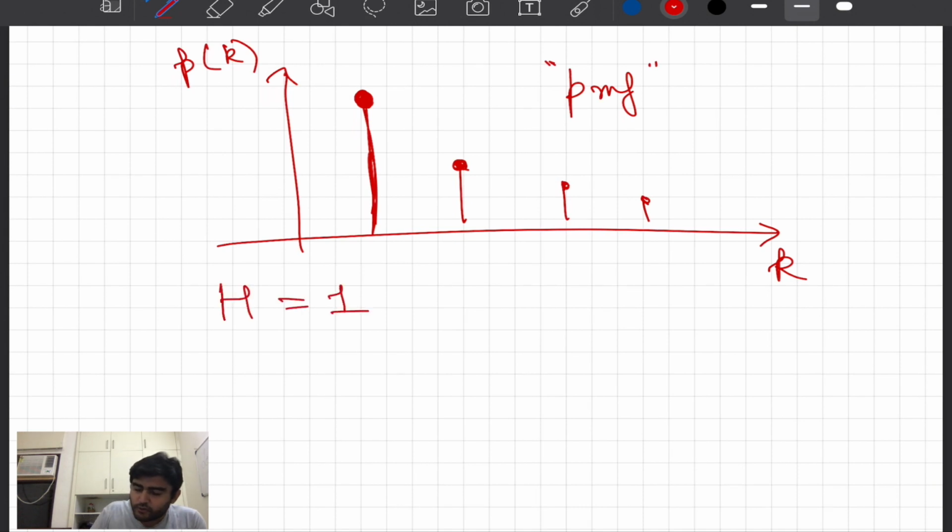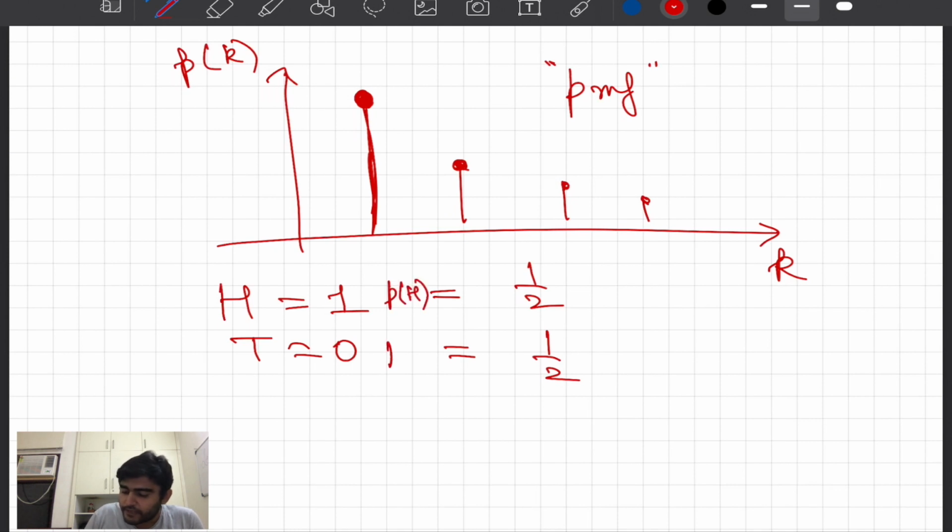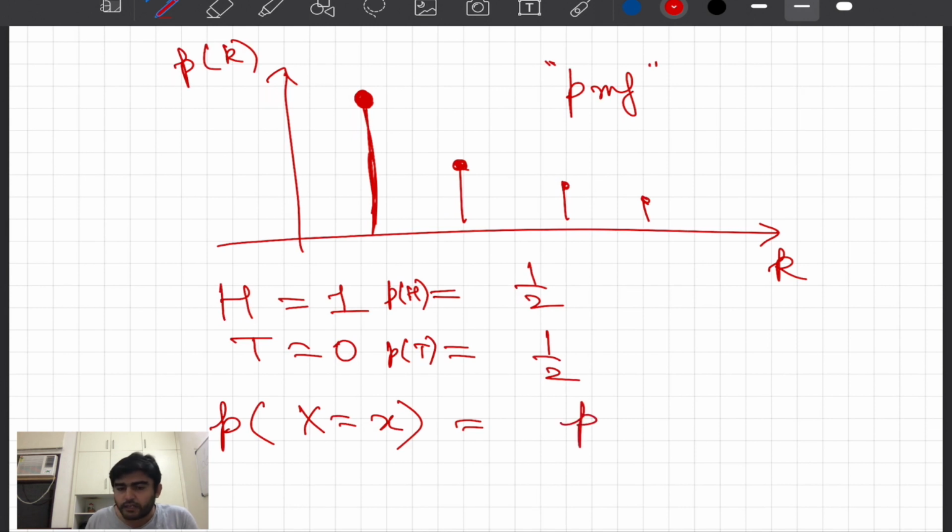Let us say in the coin toss example, heads is represented by 1 and tails is represented by 0, and you know that if the coin is unbiased, the probability of getting heads is 1 by 2, and the probability of getting tails is also 1 by 2. Now if I ask you, can you give one single mathematical expression for the probability of x equal to small x, what would that be? You can smartly write this as p to the power x.